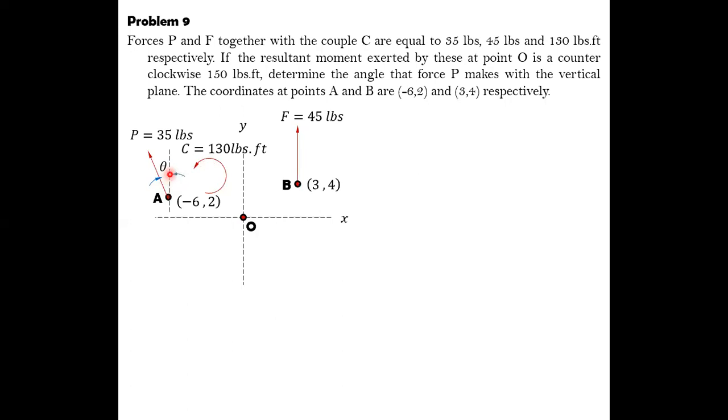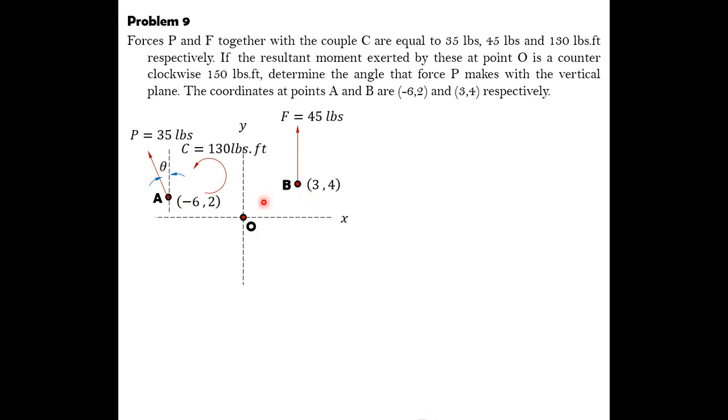And then we have one moment, and that is the couple. So take note, its location is unknown. Its location doesn't matter, because at any point that we will consider, the magnitude of the couple remains 130 pounds feet. So in this problem, we are just asked to find the value of theta.